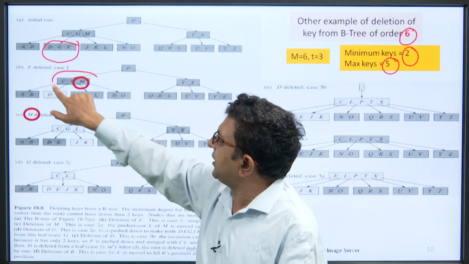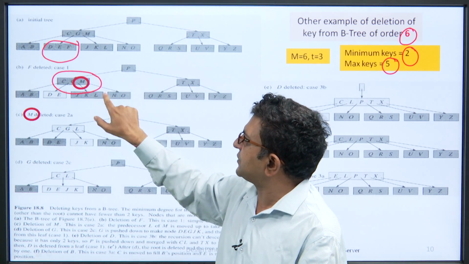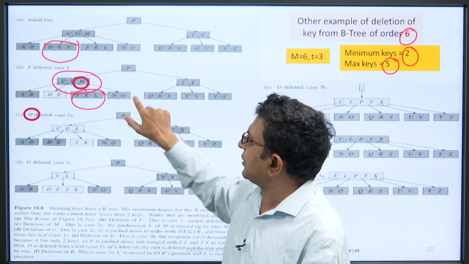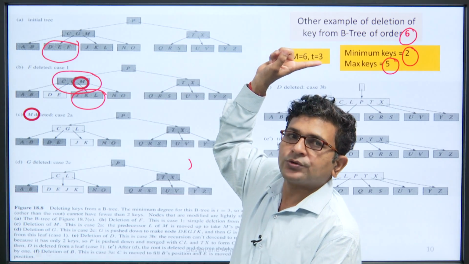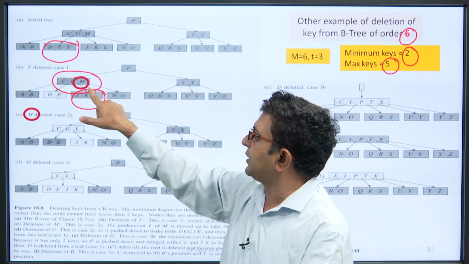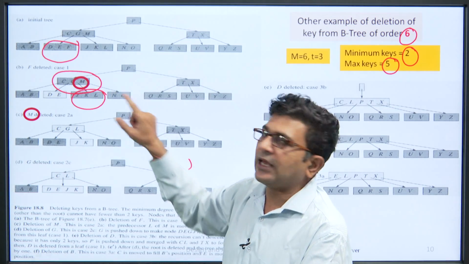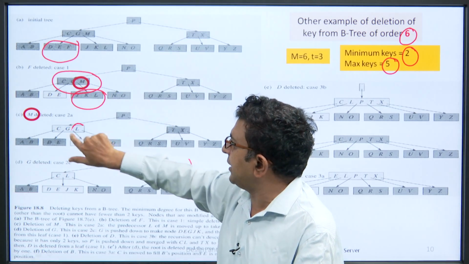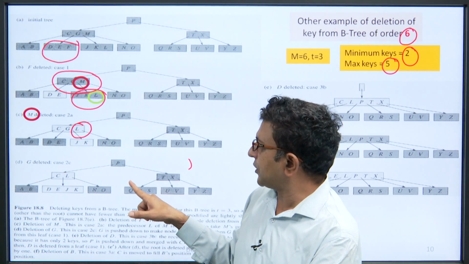So, m is residing in an internal node, and for m the left child is jkl and the right child is no. So, the left child has more than the minimum keys, which is 2. So, it should have more than 2 keys. So, it has 3 keys. So, m would be replaced by its immediate predecessor. So, the predecessor for m is L. So, this m will be replaced by L over here. Just see here, m has been replaced with L.